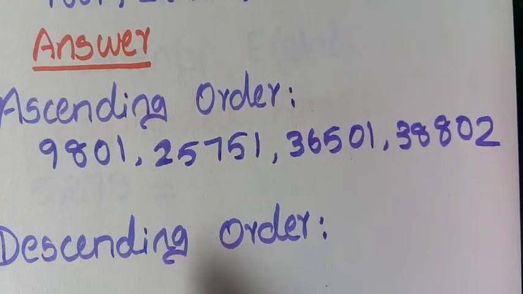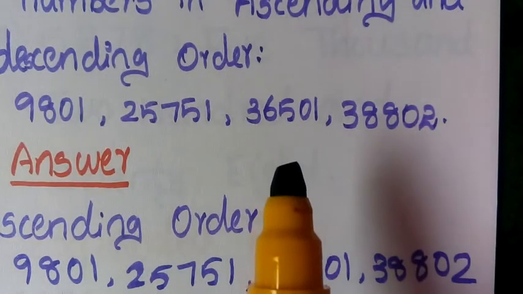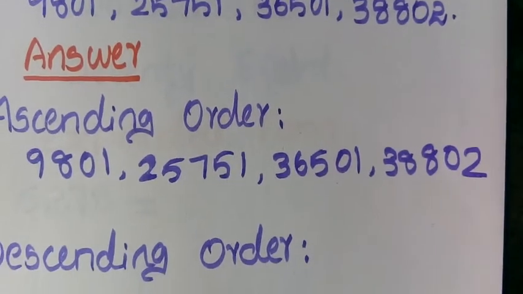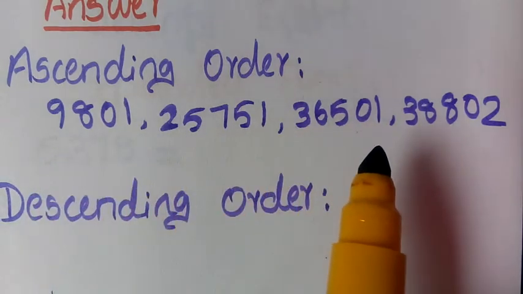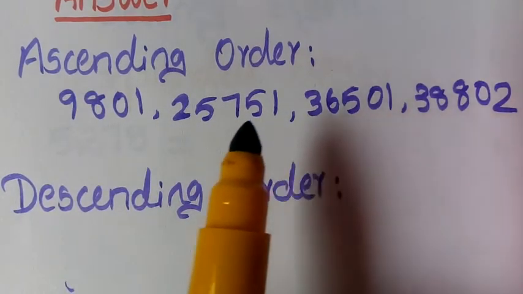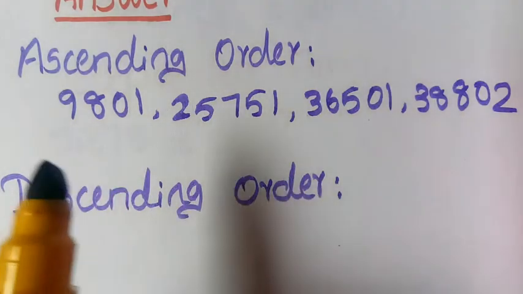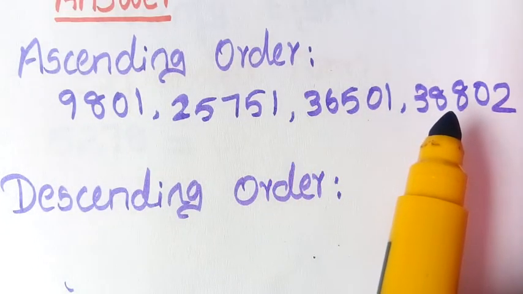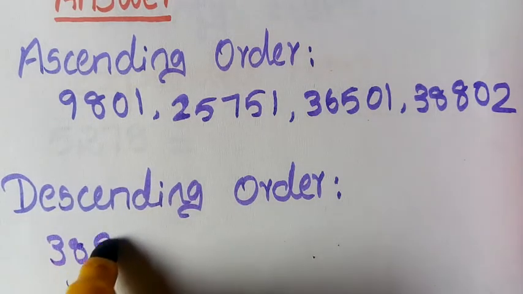Now we need to arrange the same numbers in descending order. We already discussed descending order means arrangement from big to small. Here we already arranged small to big. So if you take just the reverse order of ascending order, then you will get the descending order. So which is the greatest number among these numbers? It is 38,802.